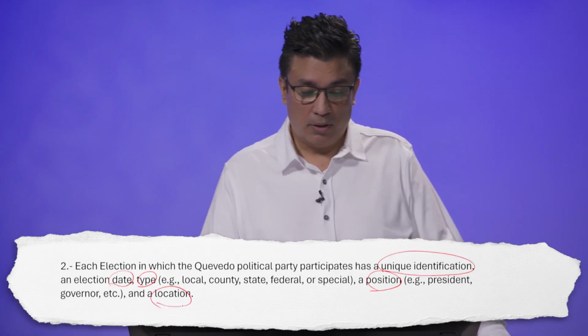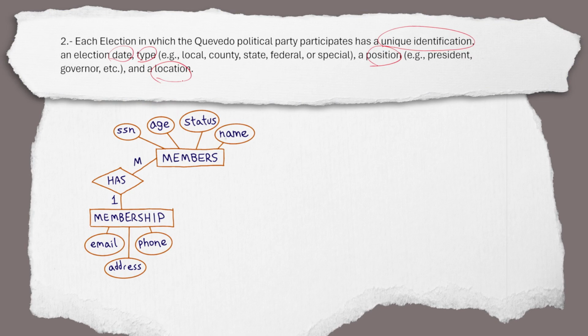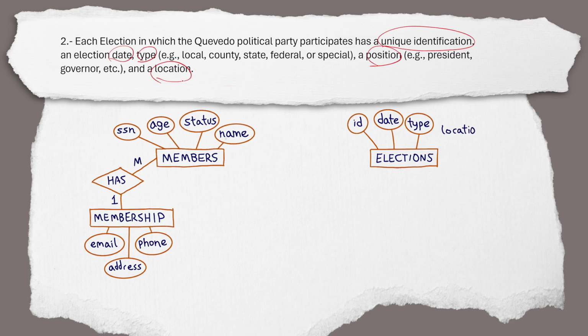So there are 5. So now I need to find a space wherever I'm going to be drawing for my third rectangle, which is my entity. So in this case it will be election. So I'm going to have a place in which I'm going to have the elections, and the elections will be identified by an ID. So here we're going to circle this. We have a date, type, location. Missing. Position is missing. So we need to have that here.